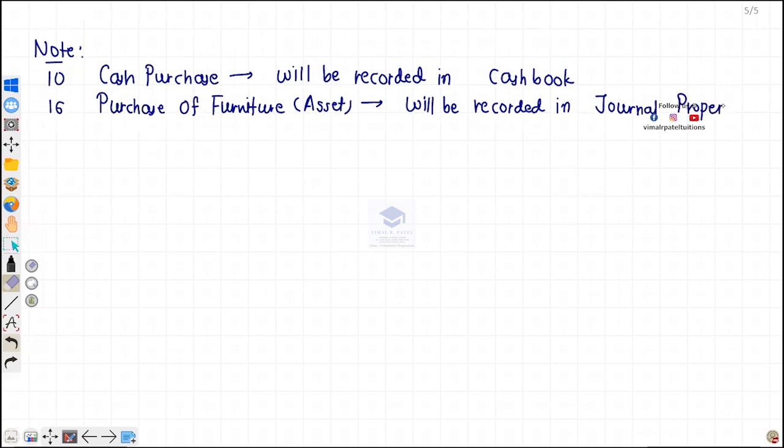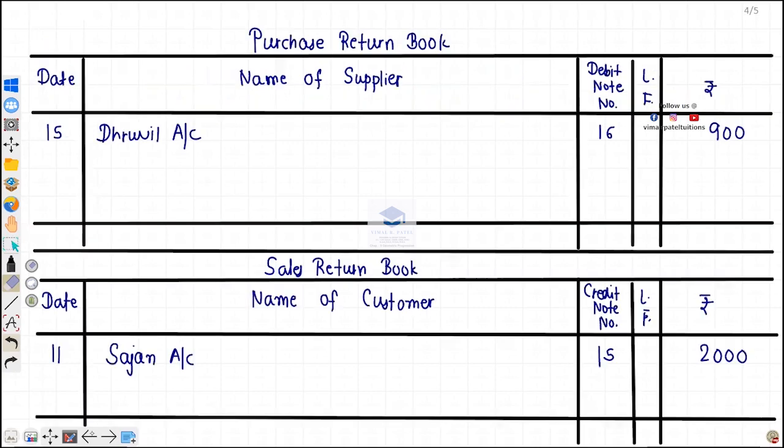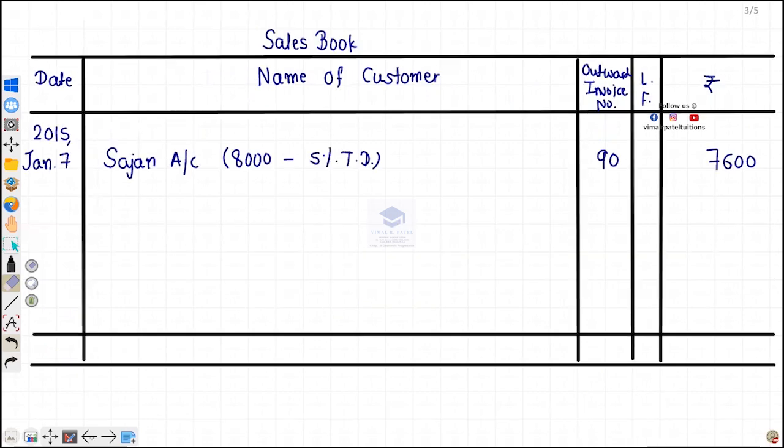Journal proper. Now, 18. Goods of 30,000 purchased from Nirmi and half amount paid immediately. Now, this is a partial cash and partial credit transaction. We have purchased goods, but we haven't made a full payment.